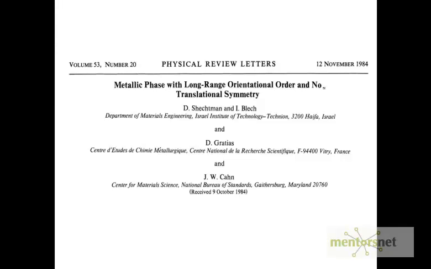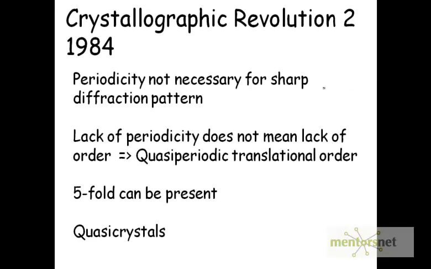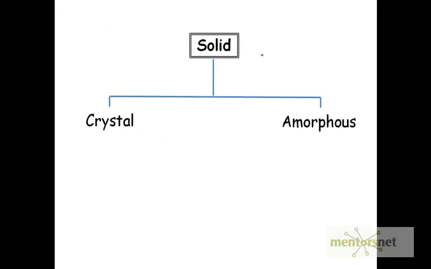It took him 2 years to work out the details of this, and finally he published a paper in Physical Review Letters entitled Metallic Phase with Long-Range Orientational Order and No Translational Symmetry. What he established was that periodicity is not necessary for a sharp diffraction pattern. Lack of periodicity does not mean lack of order. There is another kind of order, that is quasi-periodic translational order, which can have 5-fold symmetry. Such crystals were called quasicrystals.